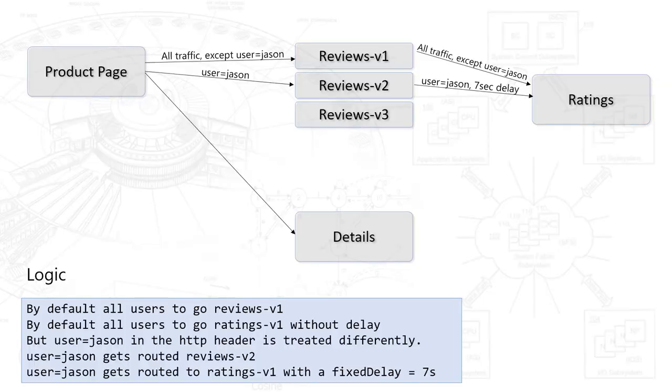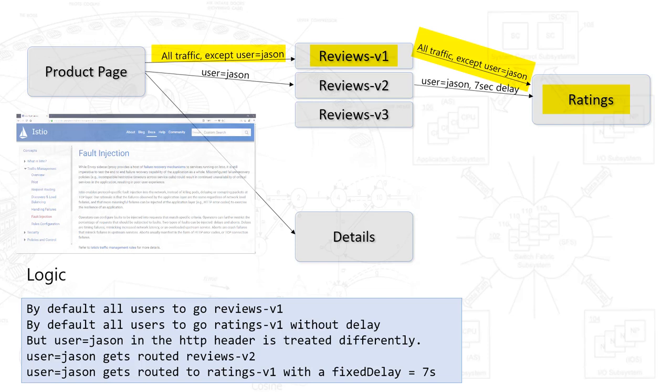So just to be crystal clear about this, by default, all users will go to reviews v1. And by default, all users will go to ratings v1 without delay. But the user equals jason in the HTTP header will be treated differently. Those users will get routed to reviews v2. And when they get forwarded to the downstream ratings v1, there will be a fixed delay of 7 seconds. So this diagram really depicts what we expect to see at runtime when this is operational.